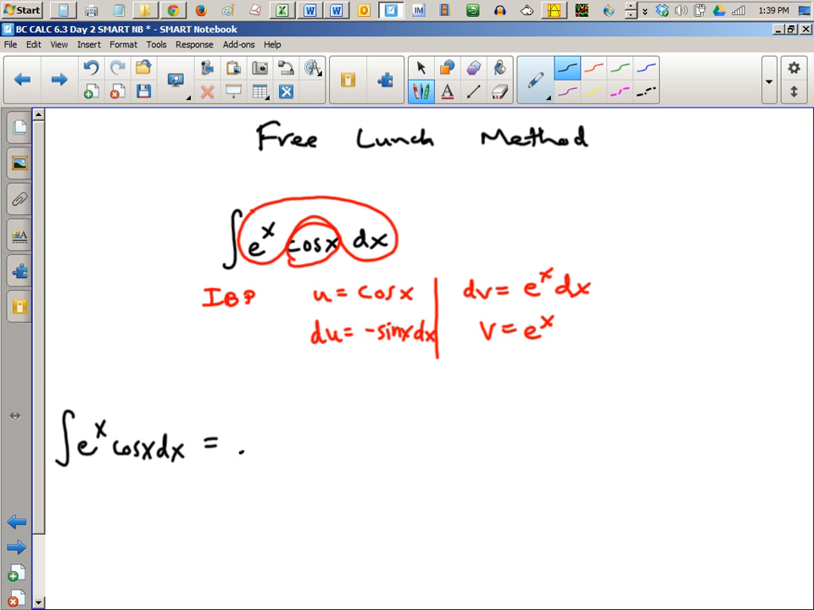So uv minus integral of v du. Uh-oh. du is pretty ugly. Maybe we can bring this minus out. Okay, so here's what I got.